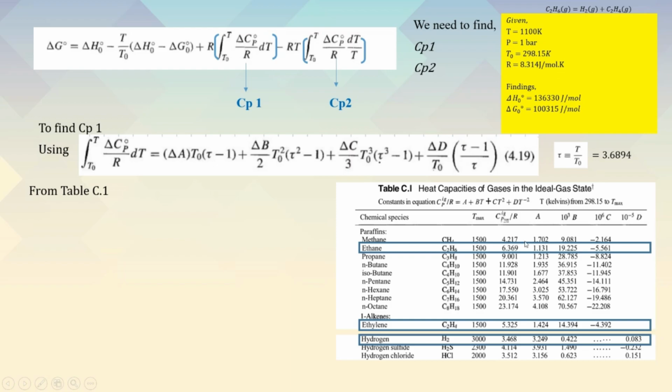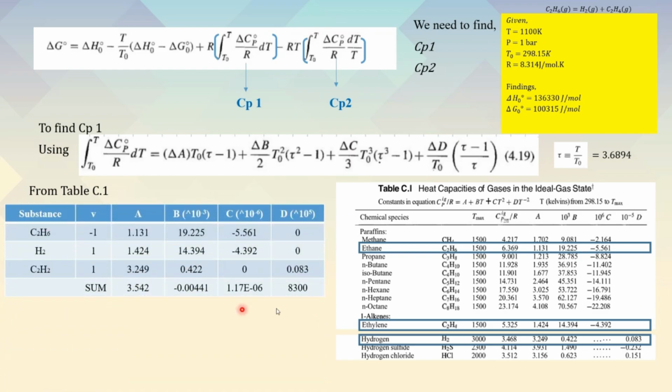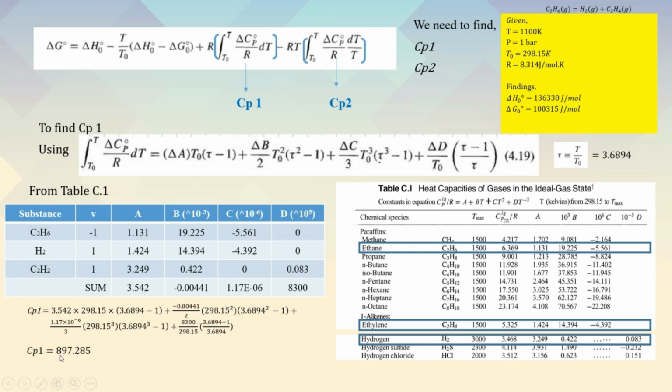We will have the respective A, B, and C, and the value and calculation is listed in this table. So finally we will get the final answer for del A, del B, del C, and del D. We already find every unknown in this equation, so we will substitute everything into this equation. By applying basic maths technique and maths skill, we will get CP1 equal to 897.285.